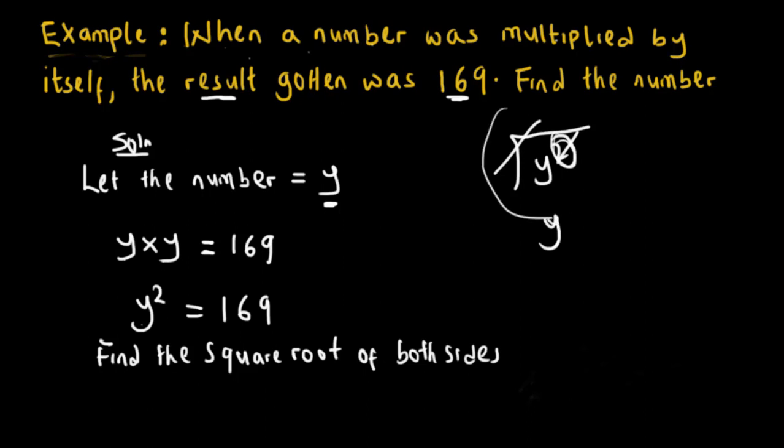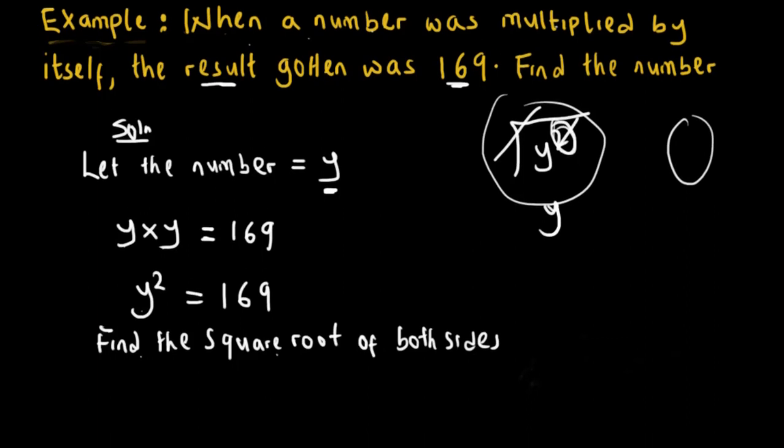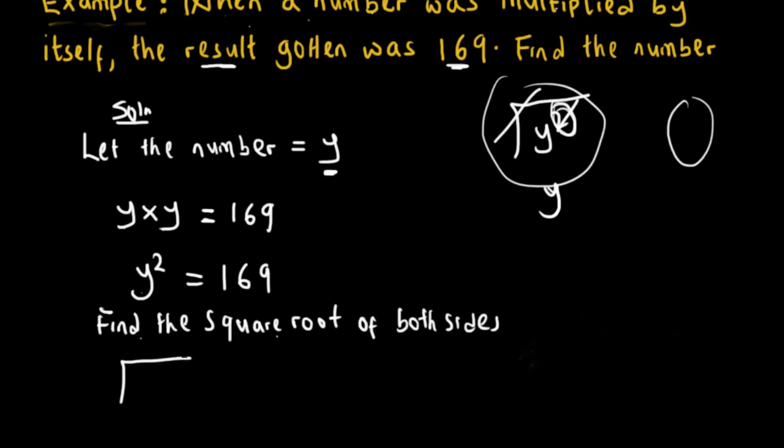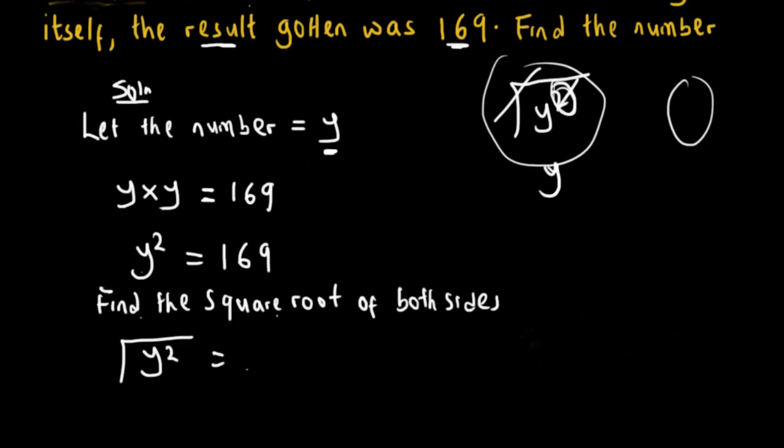But anything you do to one side, you have to do it to the other side. That is why we say find the square root of both sides. Does that make sense? So let's do this. Equals to square root of 169. So square root cancels square. We are left with y equals to square root of 169 is what?